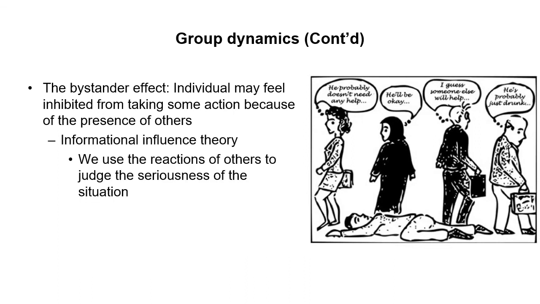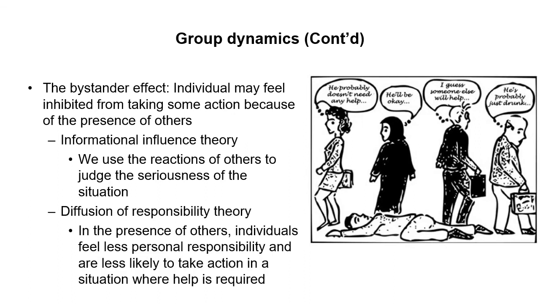But this gets us into things like informational influence theory, where we use the reactions of others to judge the seriousness of a situation. So if others don't see a situation as serious, we don't see it as serious. And if others see a situation as overly serious, we may see it as overly serious. And then what the video talked about, this diffusion of responsibility, where in the presence of others, we feel less personal responsibility and are less likely to take action even if help is needed.